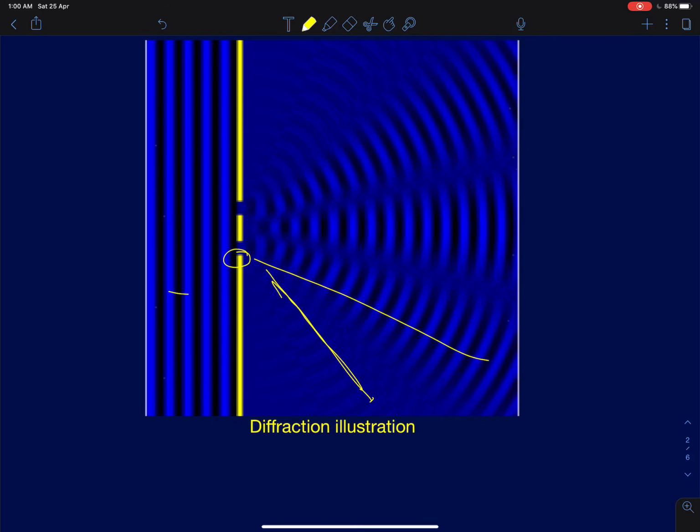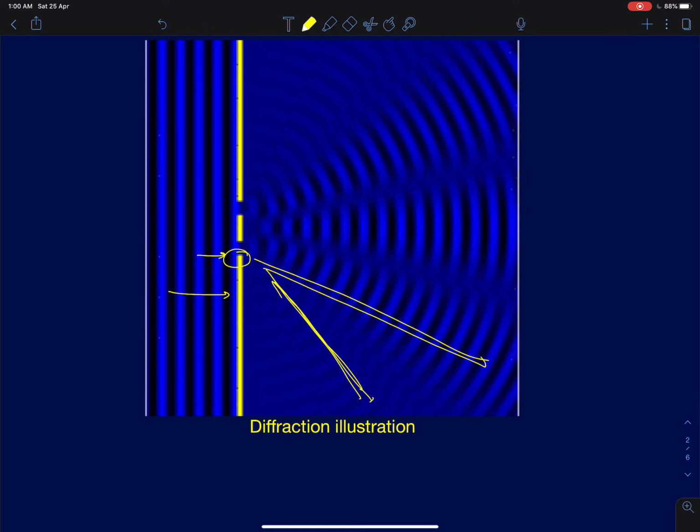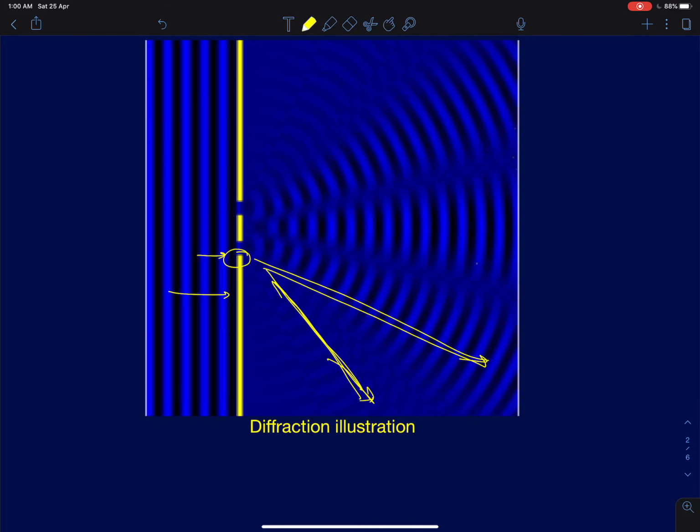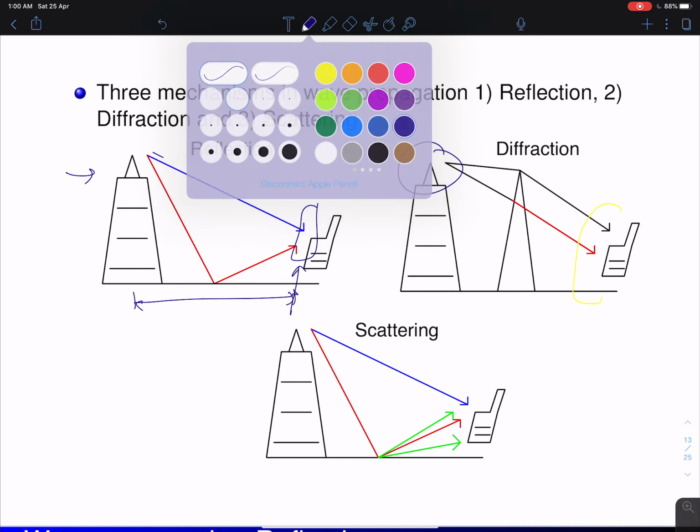Okay, a plane wave is incident on this sharp edge here. So suddenly we have secondary wavefronts traveling in this direction. So this is what we refer to as diffraction. Now diffraction is also another mechanism. Now all these mechanisms are going to give us multiple paths at the receiving antenna.